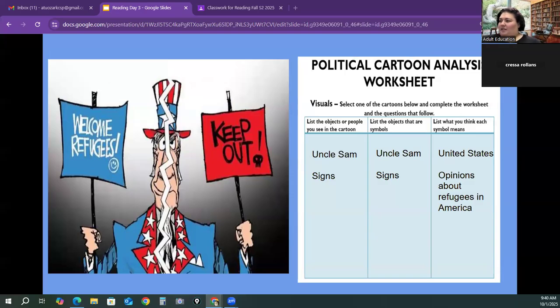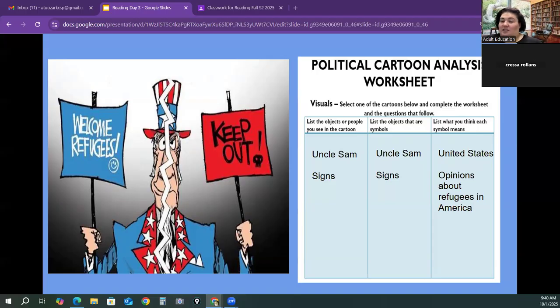by using a political cartoon analysis worksheet if we're having trouble. We do this by listing the objects or people that we see in the cartoon. So that first column, we have Uncle Sam and we have the signs. And then we want to list the objects that are symbols. Well, Uncle Sam is a symbol. He symbolizes America. And then these signs, well, these signs symbolize something, right? What do they symbolize? Opinions about refugees in America. That's what they're talking about.